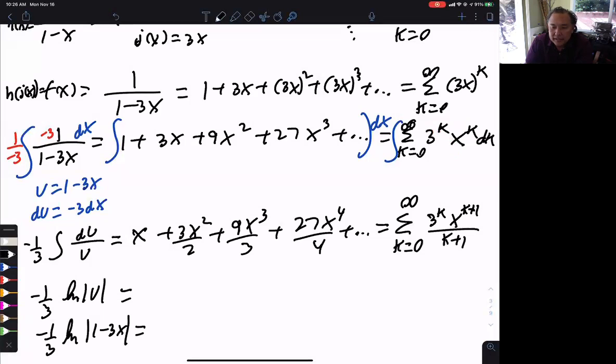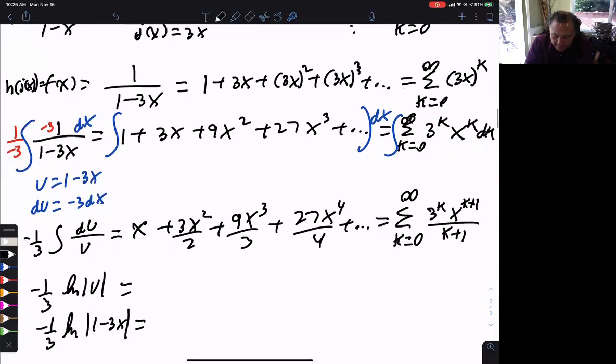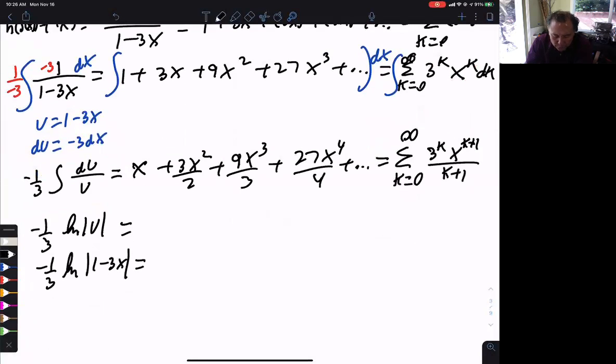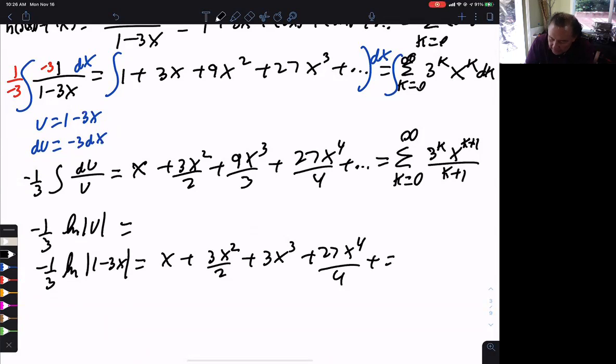Are we all good with that? Okay, so it takes a while to kind of absorb that. So this will be x plus 3x squared over 2 plus 9x cubed over 3 plus 27x to the 4th over 4, which is this.